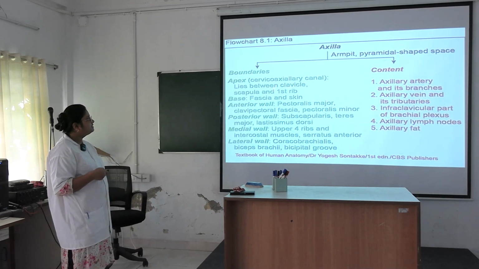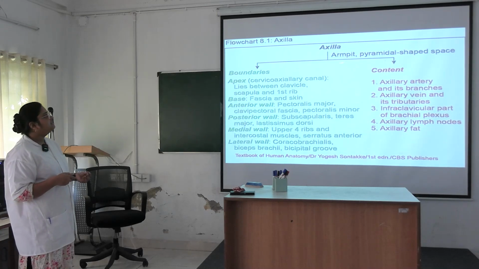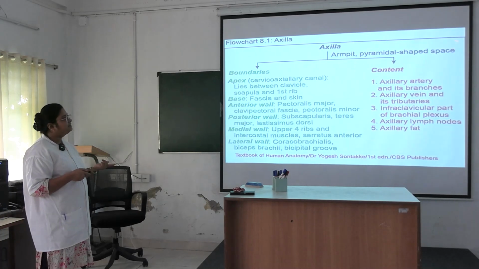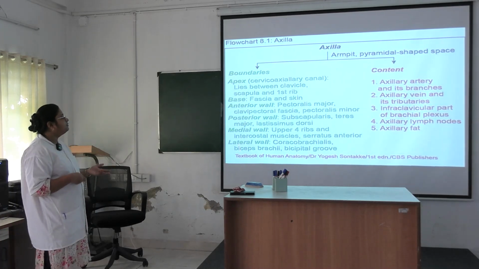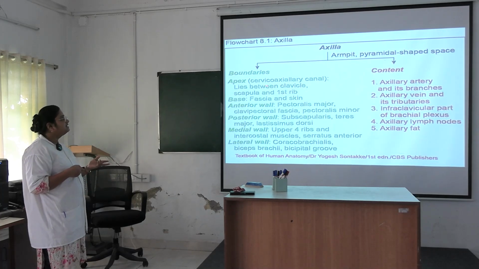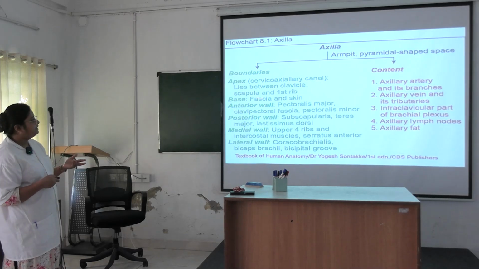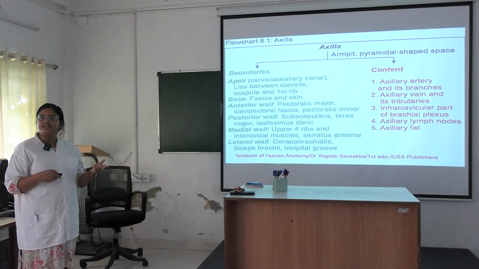So these are the summary of the boundary and contents. Axilla is also known as armpit. It is a pyramidal shaped space. Boundaries are: it has an apex, also known as cervicoaxillary canal, lies between the clavicle, scapula and first rib. Base is formed by the fascia and skin.